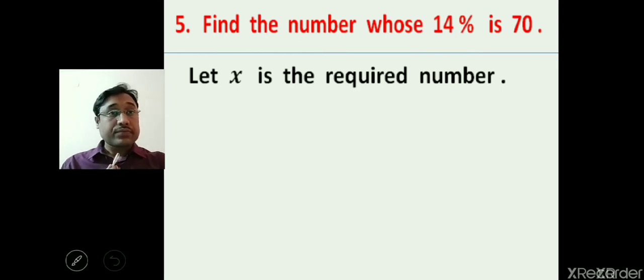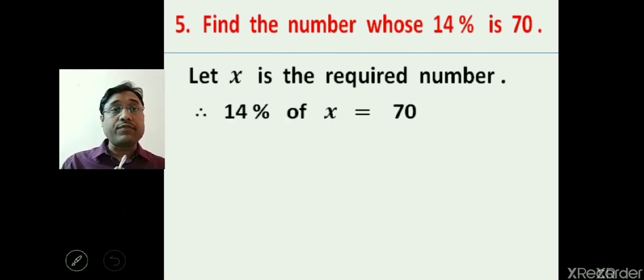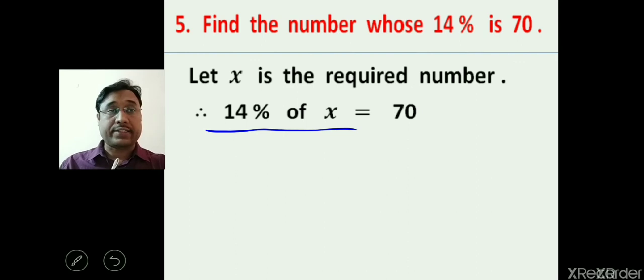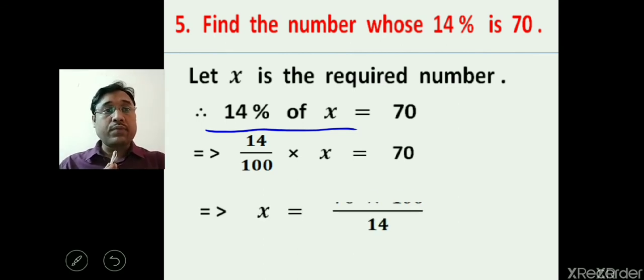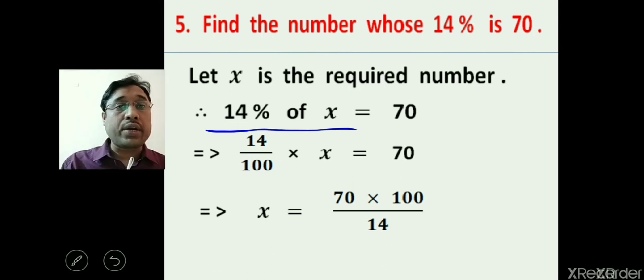Then according to the question you can say 14% of this number x is 70. So you can write that 14% of x, of this number which you have to find, is 70. This question is only telling this. So 14% of x is 70. Then 14 by 100 into x equals 70. You may write that percentage means 1 by 100 you will write. So you will write what? x equals 70 into 100 by 14.